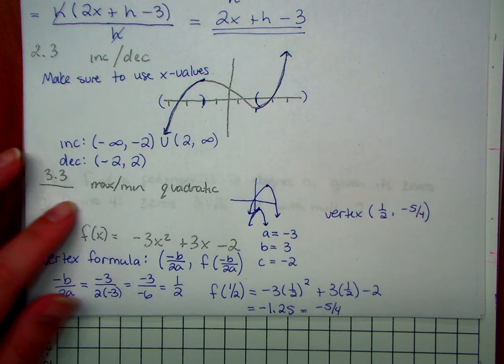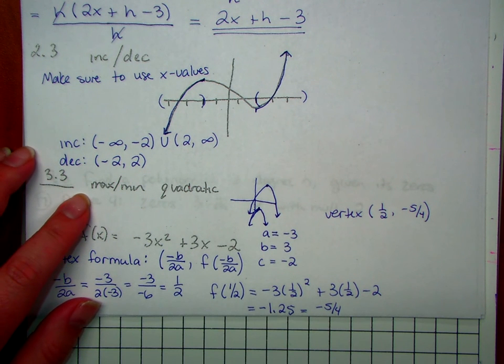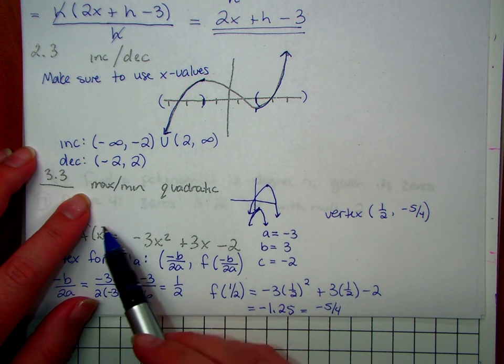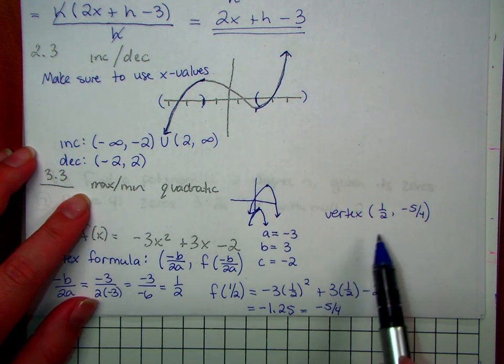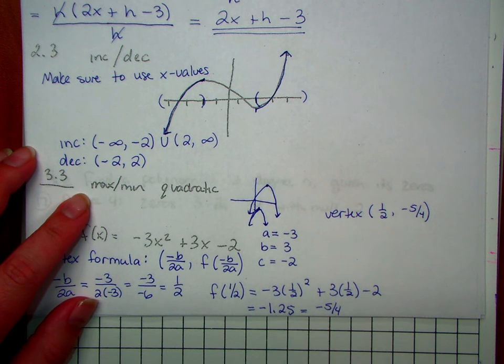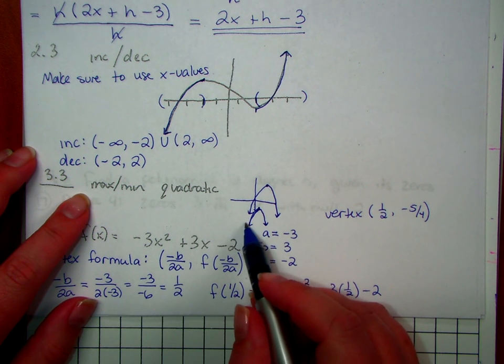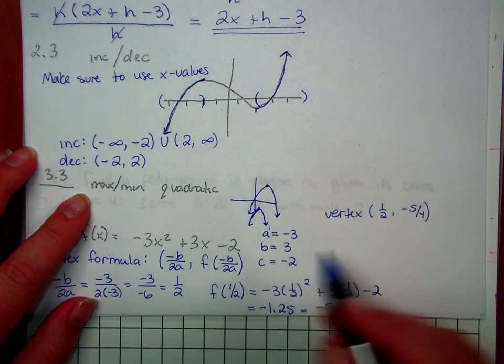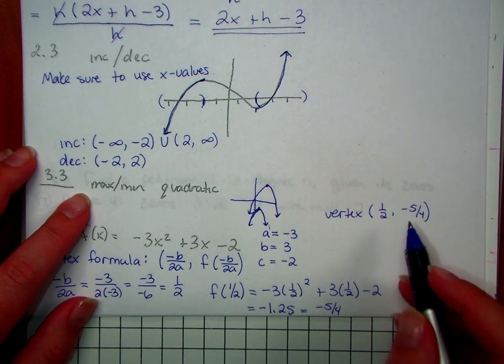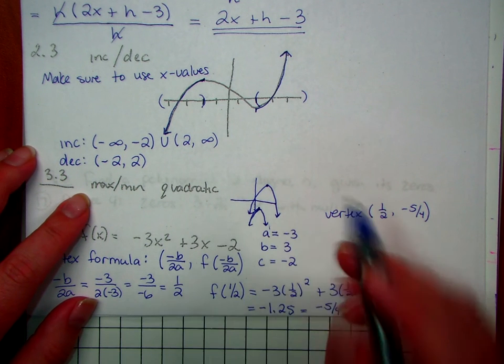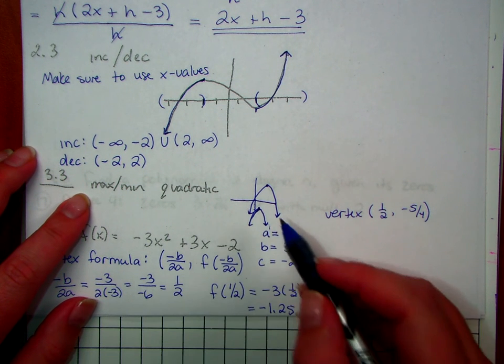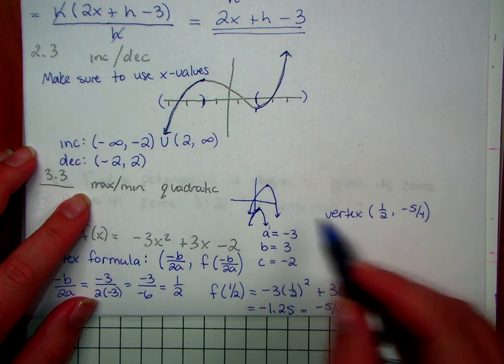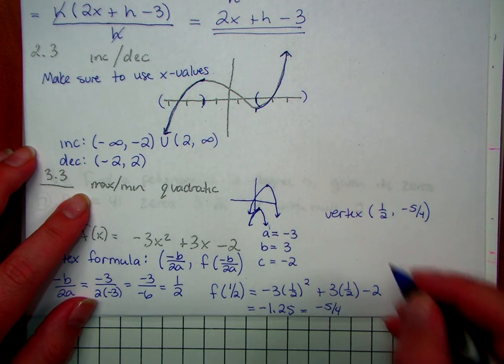So what is the max or the min value of this quadratic, right? So when we answer the what, we don't want to answer with a point, right? This function here is going to have a max. And what is that maximum value? It's the y-coordinate, right? The biggest value this function is going to give us is actually negative 5/4.